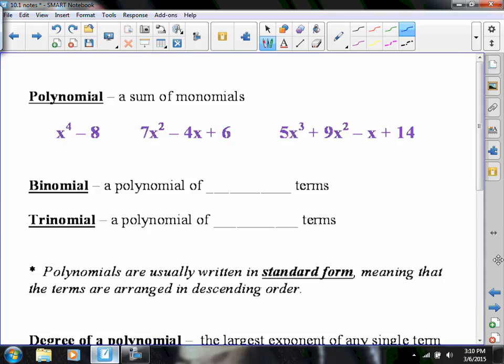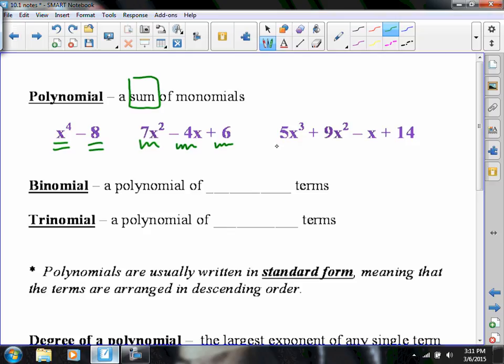Now we also have polynomials. Polynomials are where you have more than one monomial, and they're going to be added or subtracted together. So it's a sum of monomials. So you have x to the 4th minus 8. There's 2 terms there, or 2 monomials. Then 7x squared minus 4x plus 6. You have 3 monomials, all added and subtracted together.